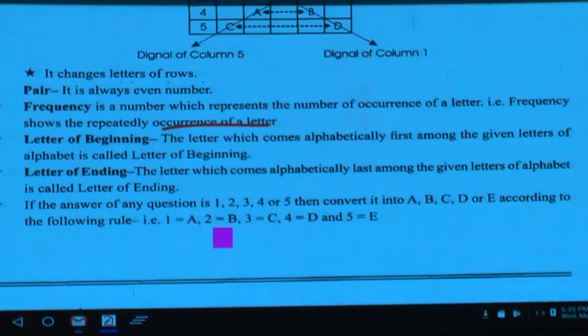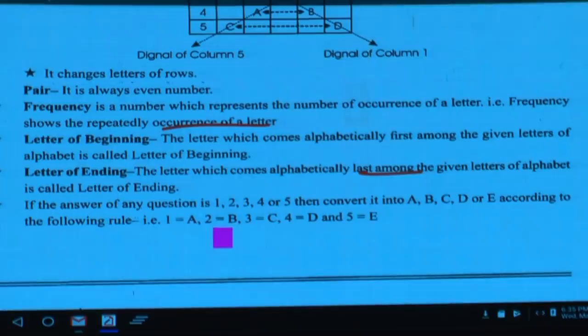Next one, letter of beginning. What do you mean by this letter of beginning? The letter which comes alphabetically first among the letters of the alphabet is called the letter of beginning. That means among A, B, C, D and E, A is called the letter of beginning. And letter of ending, the letter which comes alphabetically last among the given letters is called the letter of ending. That means the highest place value letter is the ending letter. The least place value letter is called the starting letter.